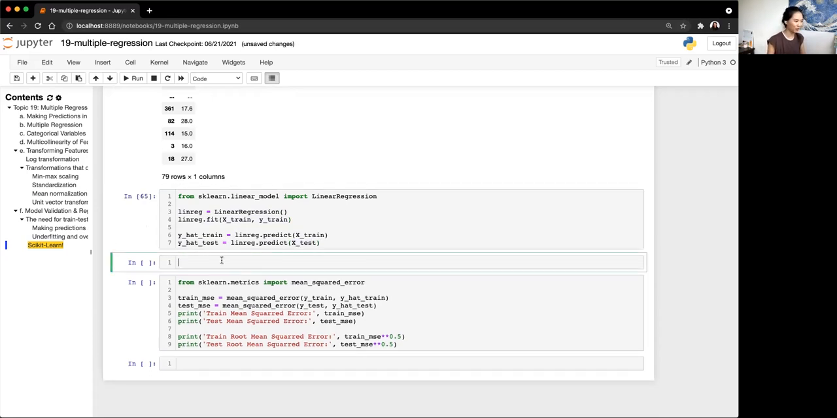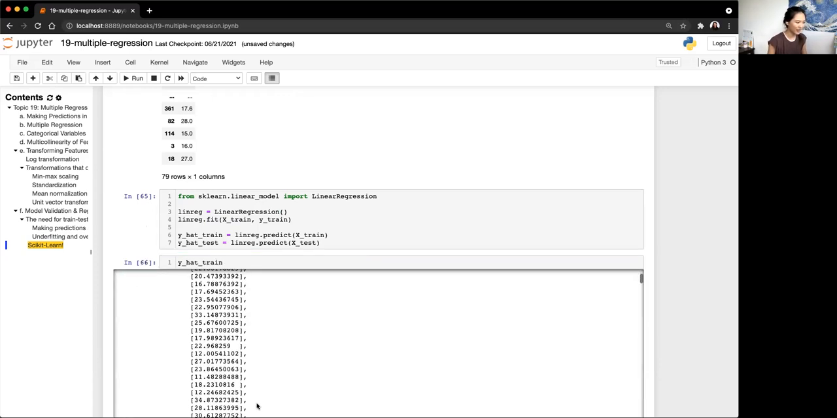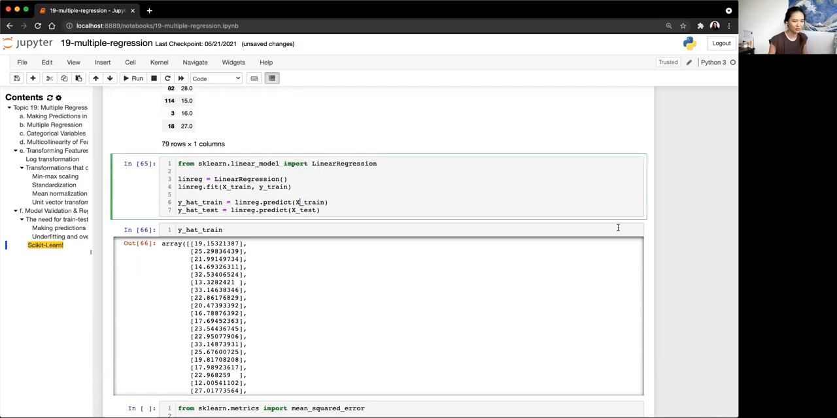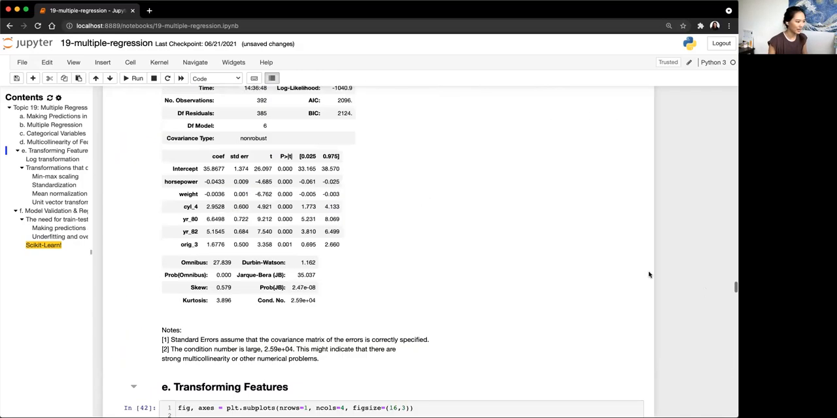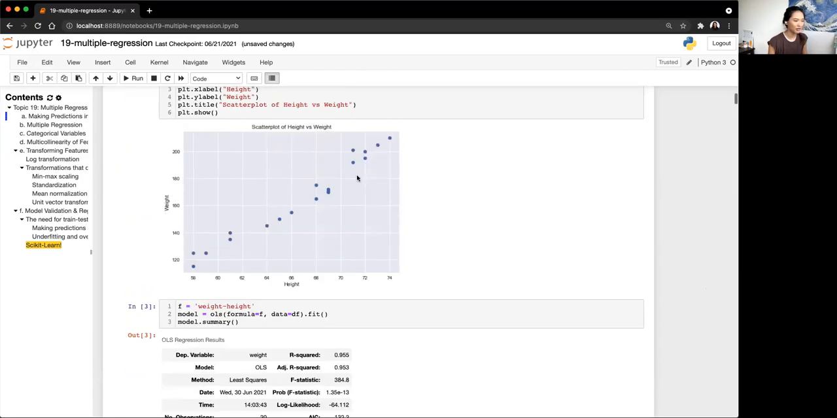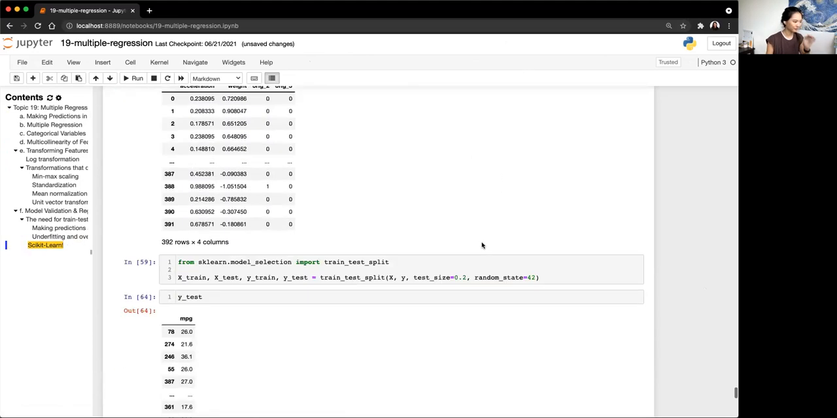As you can see here, I put Y hat train and Y hat test. Y hat train is an array of values that come from predicting on this train set. Imagine when we had our weight and height over here, and we had our line that goes through it. This is our Y hat compared to our Y train. So that's what we're doing. All right, back down here.